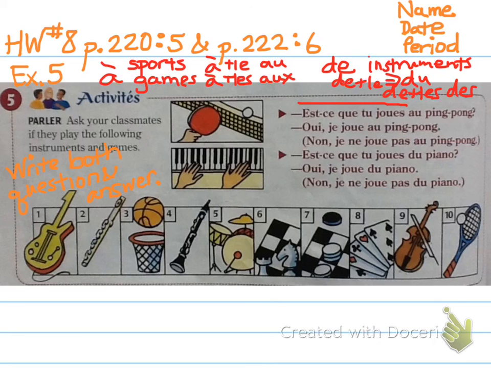So our second example, we see the piano, and we have est-ce que tu joues du piano? Oui, je joue du piano. No, je ne joue pas du piano. So again, okay, the answer will always have je and joue in it. If it's affirmative, it'll just be je joue. If it's negative, it'll be je ne joue pas. And then again, those à or those de contractions. Again, you're writing both the question and the answer for these.